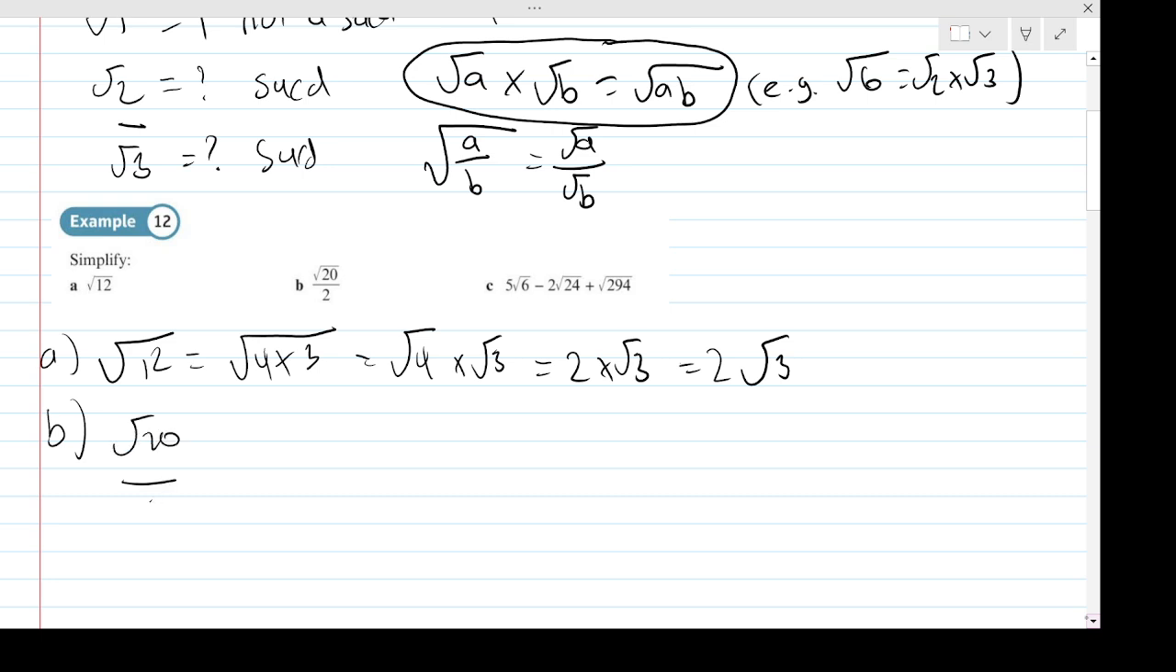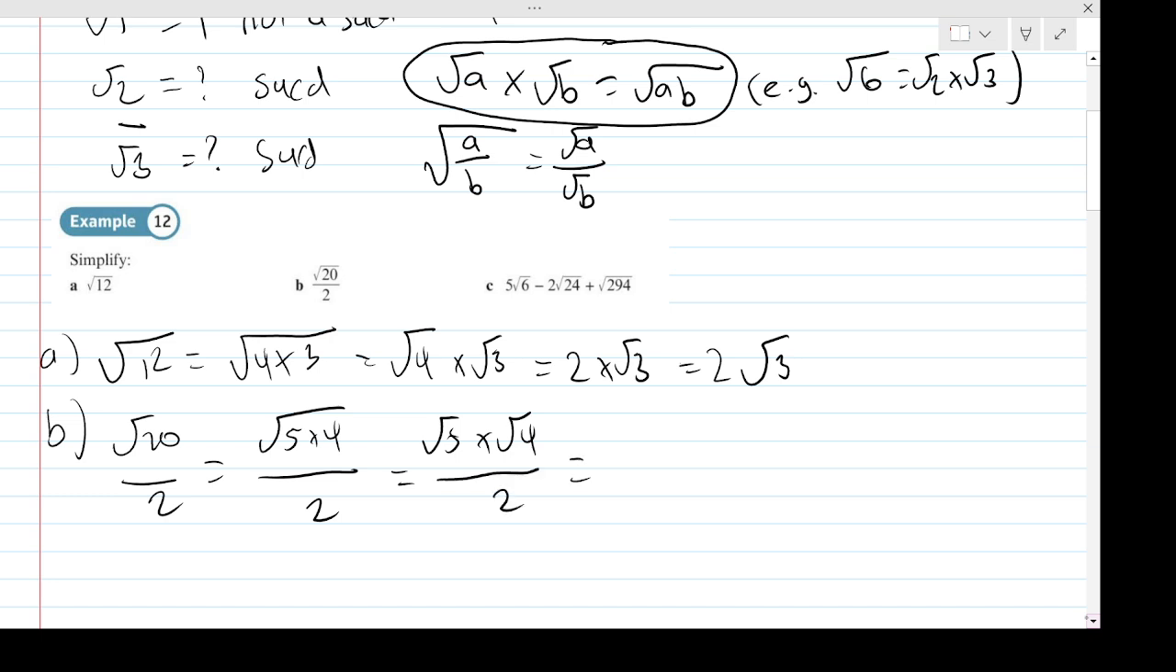We have root 20 over 2. We're going to simplify the third bit, right? So root 20, what goes into root 20? Well, we can have 10 and 2, or we have 5 and 4. Now, 10 and 2 aren't square numbers, so that's not going to help. But 5 times 4, well, 4 is a square number, so that will help. So you can say root 20 is root of 5 times 4, all over 2. And then we can say that's root 5 times root 4 over 2.